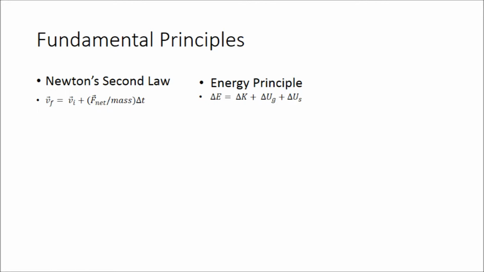The energy principle, written as delta E equals the change in kinetic energy plus the change in gravitational potential energy plus the change in spring potential energy. This principle is used to find the change in the total energy of the system, which, if the lab is done correctly, would equal 0.